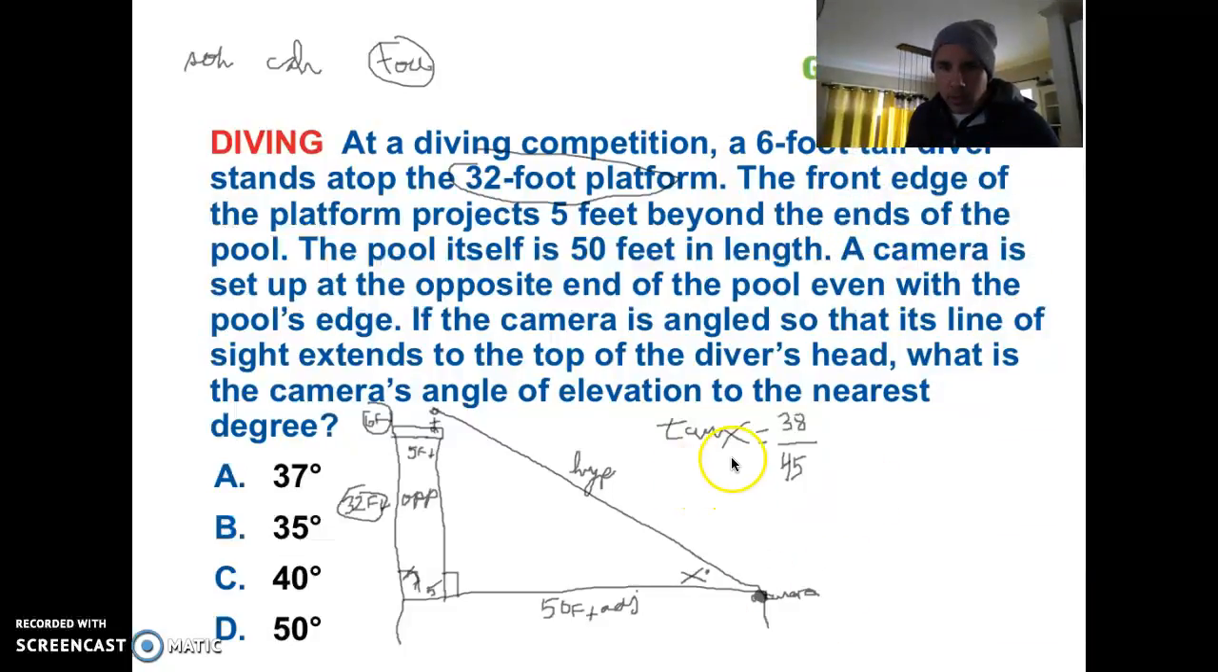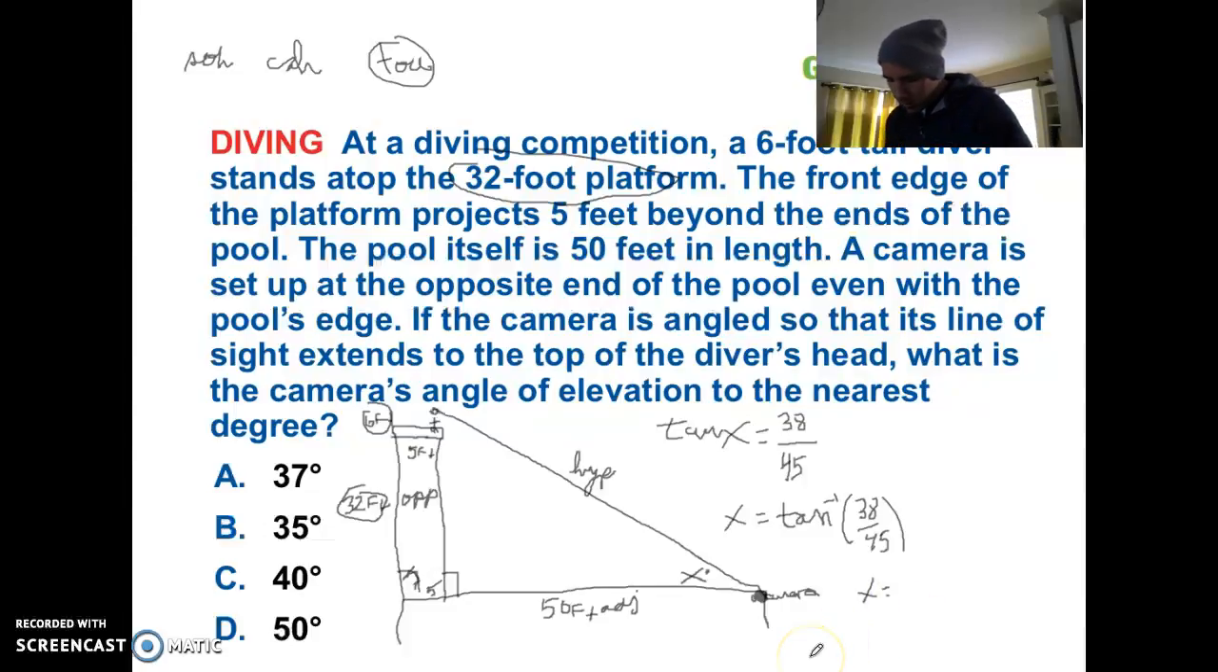So we're going to go ahead and solve this. Get X by itself. Opposite of tangent is tangent inverse. And then plug in 38 over 45. Take that, plug it into the calculator, and you should get letter C, 40 degrees.